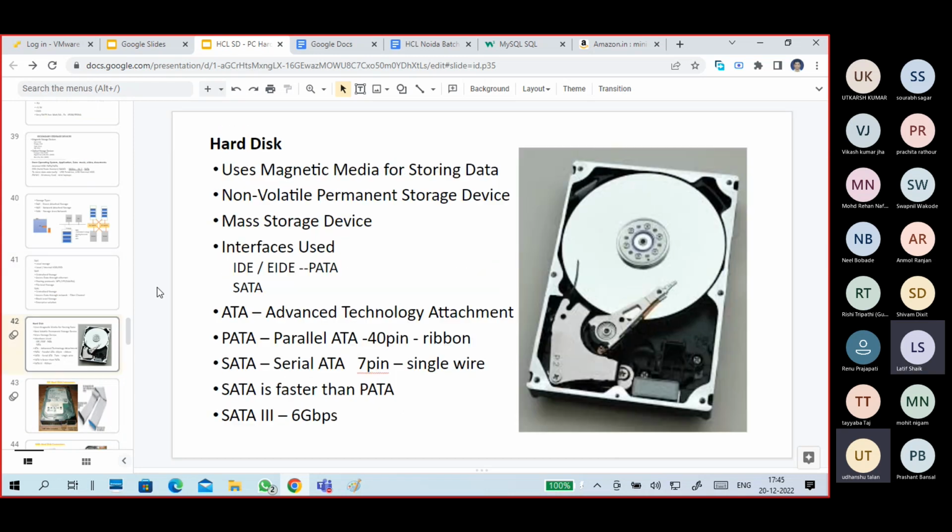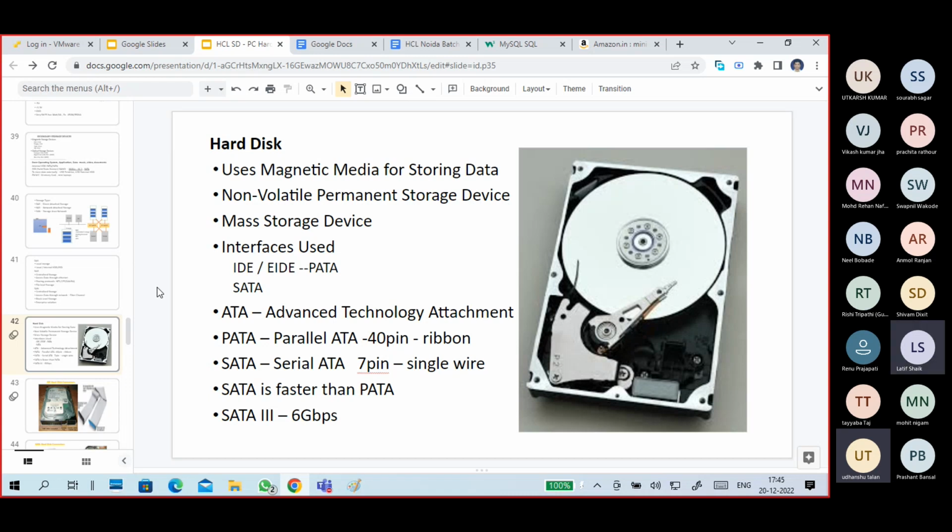In another 10-15 minutes I will tell about these hard disk connections. If you see this hard disk, guys, the round one is called a platter. The disk looking thing is called a platter. So data is stored in this platter.